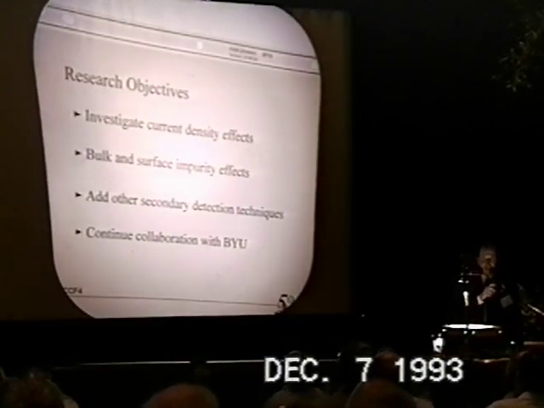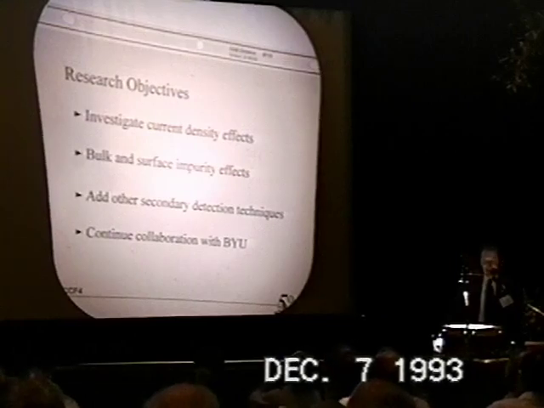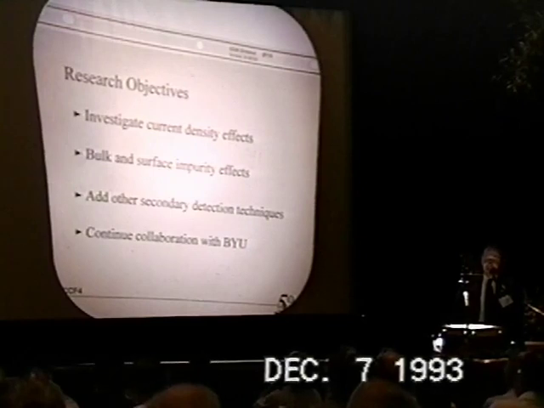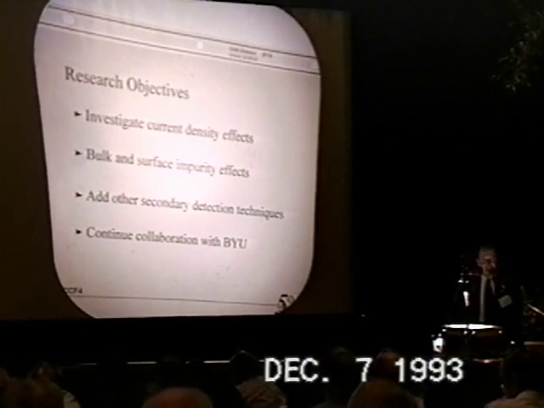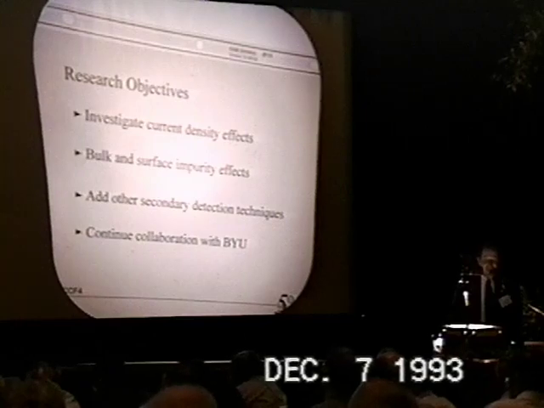And assuming we don't get pulled off to do other things in our research funding, this is what we'd like to do in the next year. We'd like to continue to investigate the current density effects, also the bulk and surface impurity effects. We have added to our chamber a single slab, I think it's 7 helium 3 neutron tubes. It's not a real high efficiency detector, and a gamma detector.